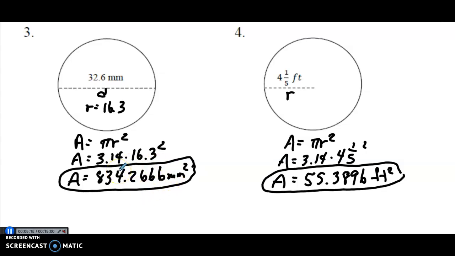For number 4, we were given the radius, because again it was from the middle out, so the radius is 4 1/5. We plug this into our calculators, 3.14 times 4 1/5 squared, and when you calculate that you get 55.3896 square feet. Again, remember to square the unit, because what we're actually doing is filling these in with little squares that are 1 foot by 1 foot long.